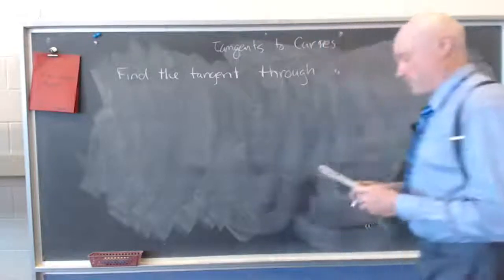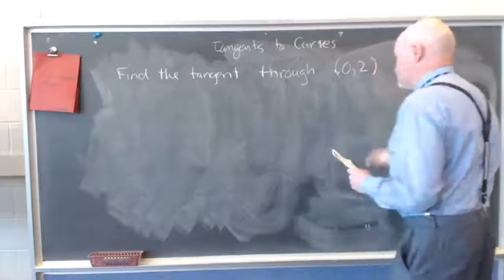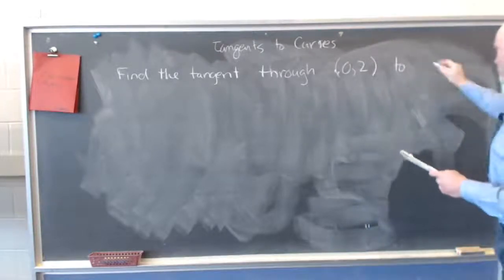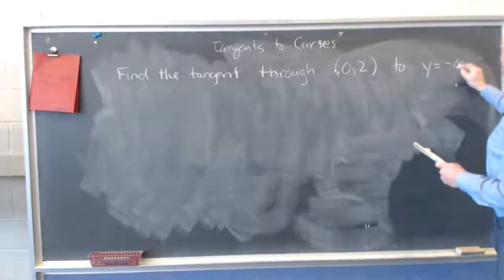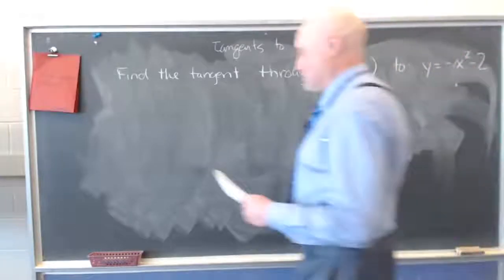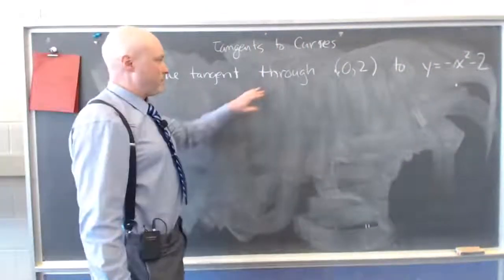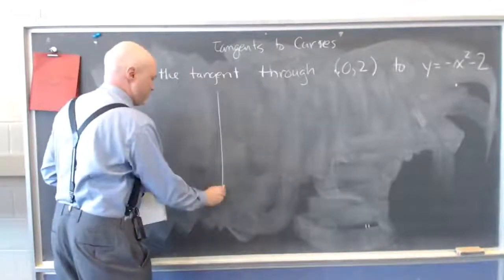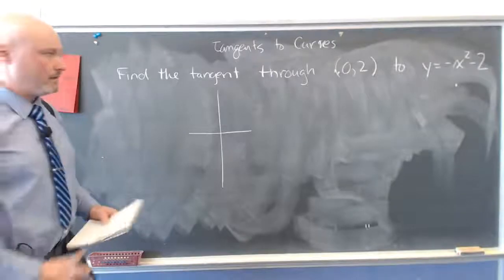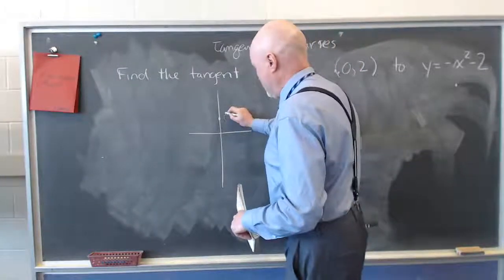Okay, we're going to find a tangent that goes through (0, 2), and it's going to be tangent to y = -x² - 2. I haven't located a meter stick yet, but we'll do a quick diagram here. It's not going to be nice and clean. (0, 2) is up here.